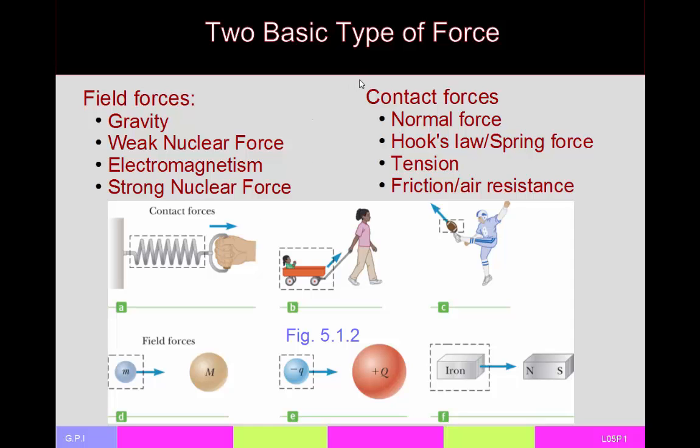The other option, aside from field forces, which are sort of shown down here in the bottom of this diagram, is the contact forces, which are forces in which you have to have physical contact between the thing applying the force and the thing on which the force is being applied. You're actually touching the object that you're applying the force to. So in this case, you're pulling a spring with your hand, you're pulling a wagon with your hand, you're kicking a football with your foot. So this is sort of a non-exhaustive list of possible contact forces.